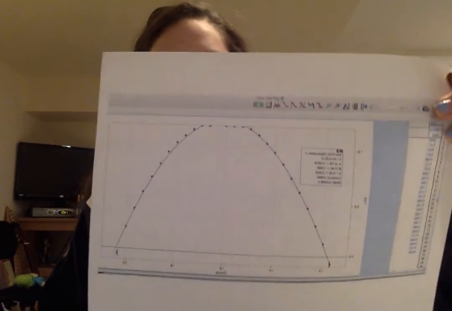My group also found the acceleration of the object to be around negative 8.14 meters per second squared, which is very close to 9.81 meters per second squared. But this is obviously different because the objects were subject to air resistance.